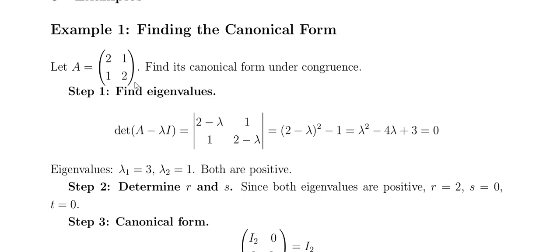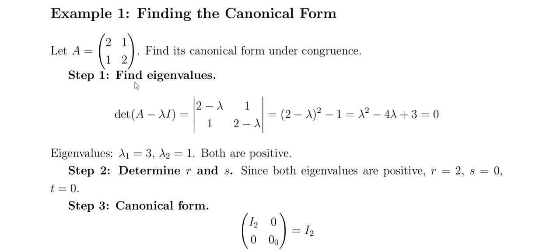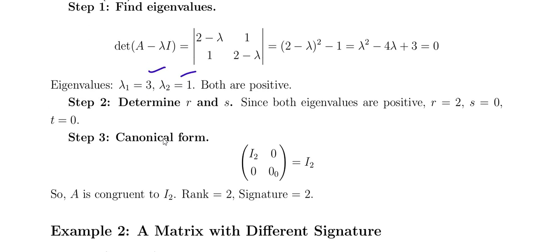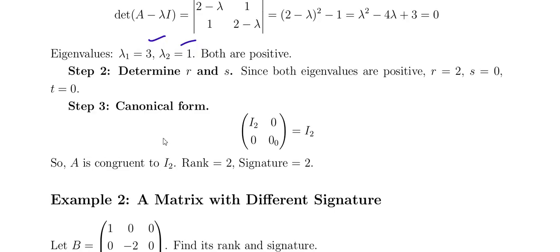So the canonical form. So find the canonical form and the congruence. The determinant of A minus lambda I, that is called the characteristic equation. That is the 2 by 2 matrix, a very simple form. Find the characteristic eigenvalues from the characteristic equation: lambda 1 equals 3, lambda 2 equals 1. Both are positive, so both eigenvalues are positive, so the rank is 2 and the signature is 0. Okay, number of positive eigenvalues is 2.